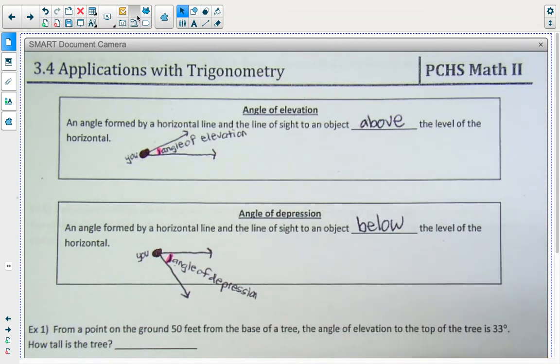So we're going to use these two to help us solve some different problems. We're going to be finding the height of a building or finding the height of a tree and different things like that. We're still going to be using SOHCAHTOA. So let's get started.